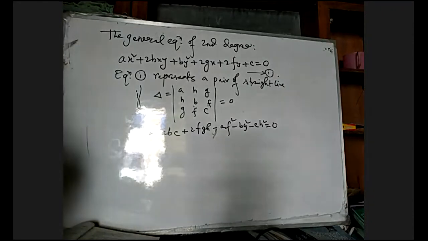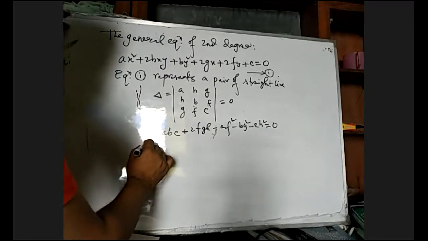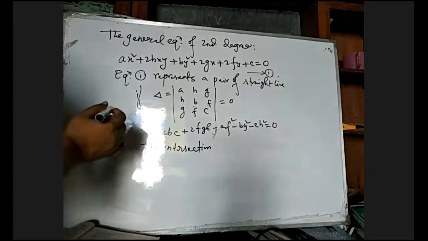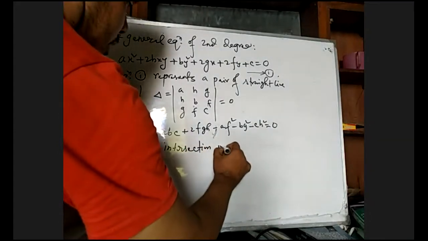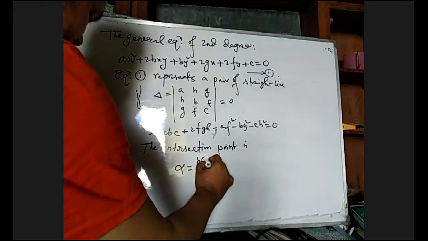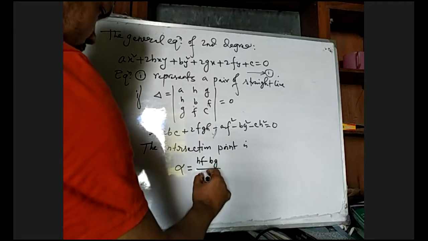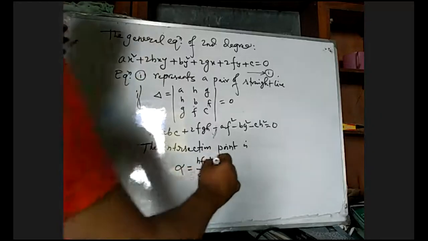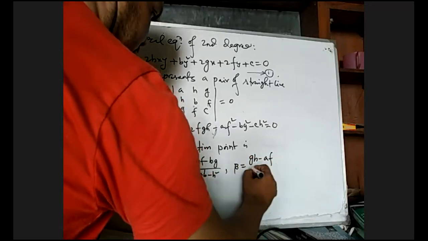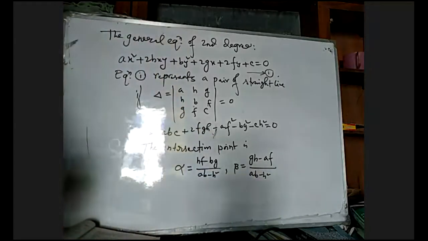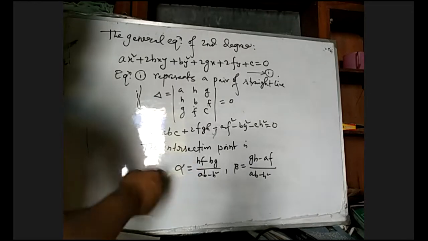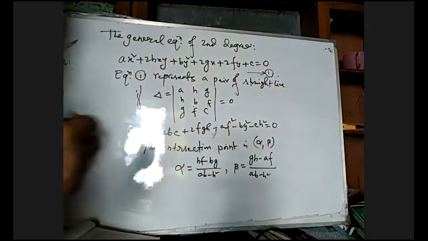And we can find the intersection point of that pair of straight lines. The intersection point is: abscissa alpha equals hf minus bg divided by ab minus h square, and ordinate beta equals gh minus af divided by ab minus h square. We have to remember this, and this is actually the intersection point alpha comma beta, where alpha equals this and beta equals this.